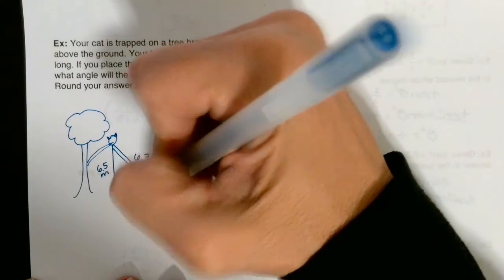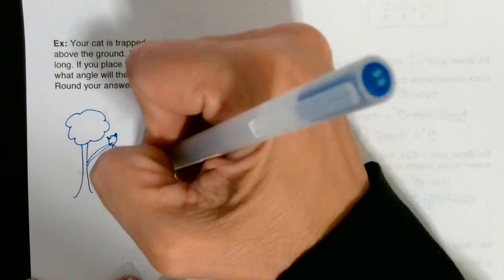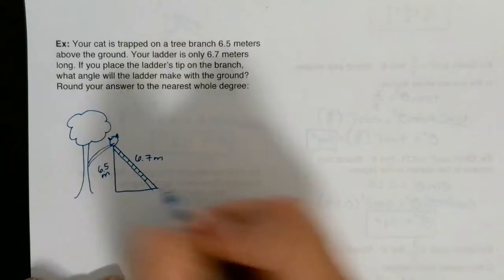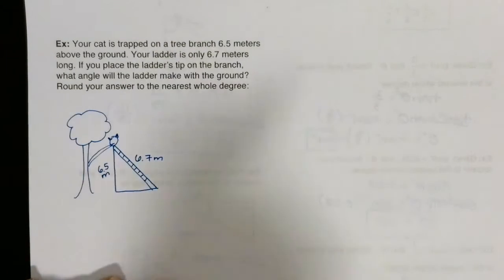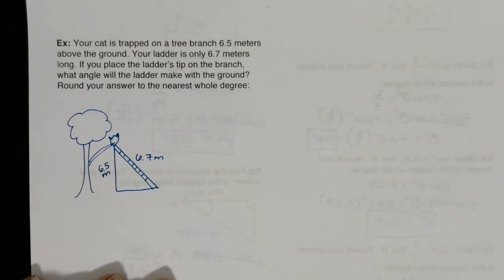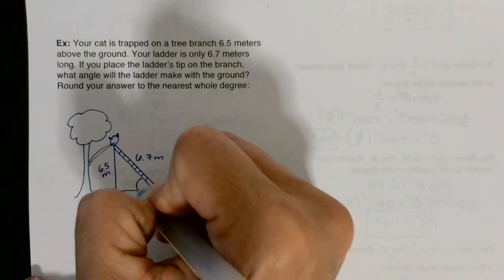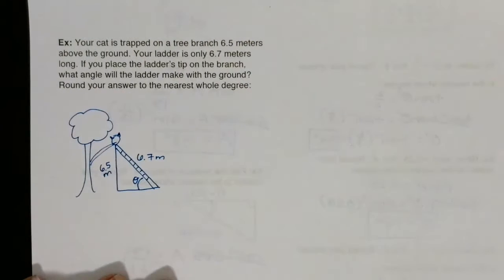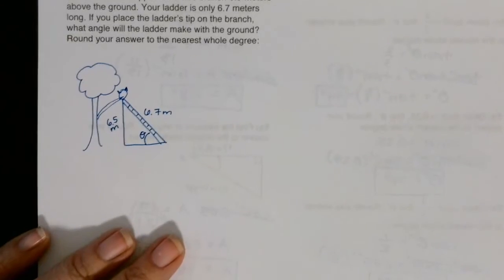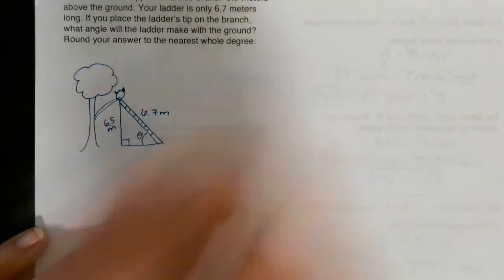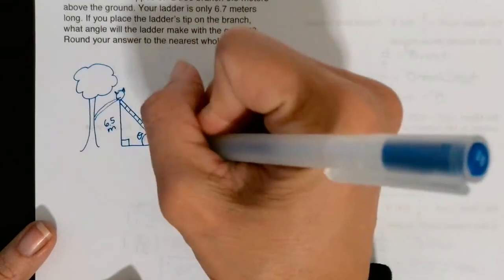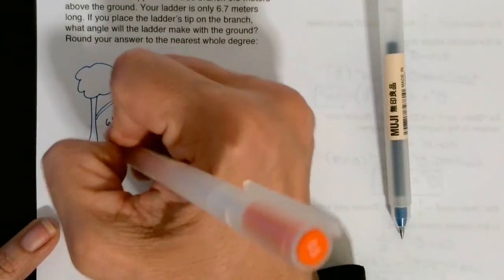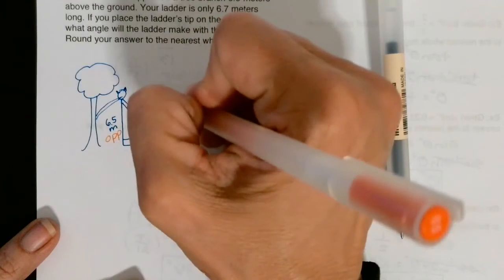So I'm just going to fill this in. This question is not asking you to find how far away the ladder is from the tree branch or anything like that. It's asking you for the angle that it'll make with the ground. So I'm going to call it theta, though you can make it A or B or whatever. Don't make it C because the hypotenuse is always C in a right triangle. With respect to this angle, this is opposite and this is hypotenuse.